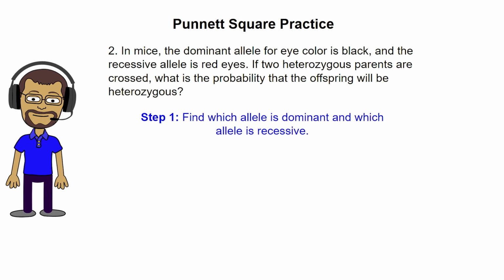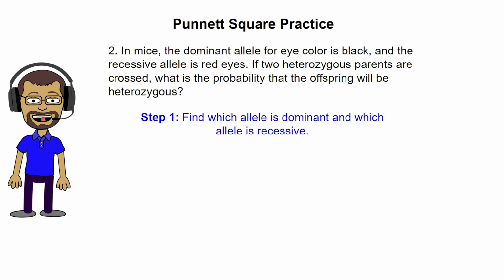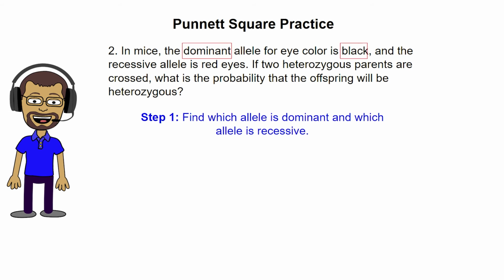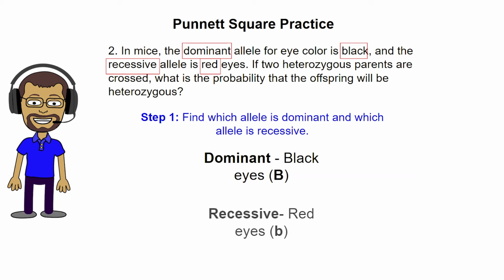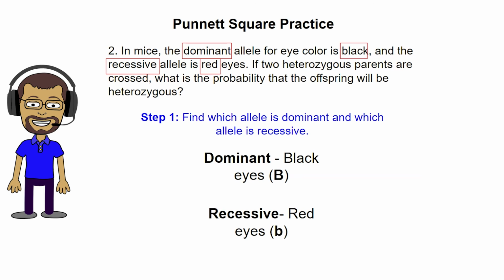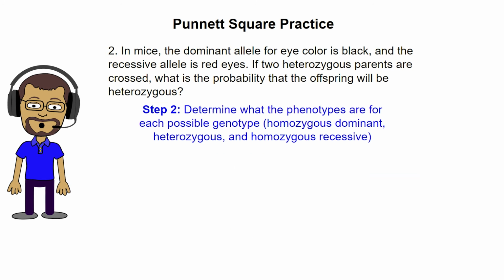So step number 1, find which allele is dominant and which allele is recessive. Well, much like the last question, it's actually in the first sentence here. So it tells us the dominant allele is black eyes, and then it also tells us the recessive allele is red eyes. And I'm going to use B to represent eye color. So big B is going to be black eyes and little b is going to be red eyes. This could be any letter. It doesn't matter. You can choose whatever letter you want to use in the whole alphabet.